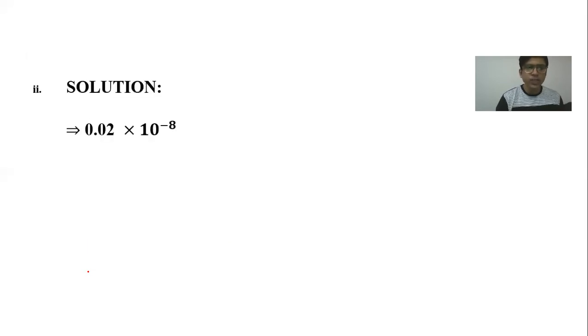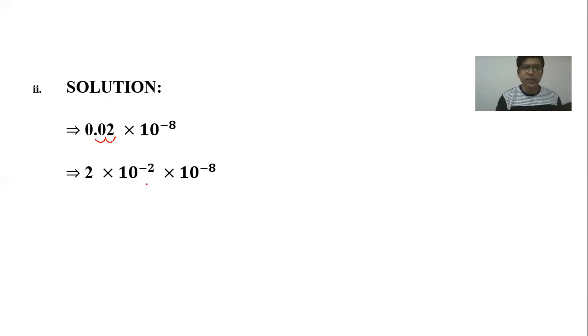In the second part, the question is 0.02 exponent minus 8. Okay, so now here, in order to make it in the standard form, the decimal is here. So I have to shift the decimal 1, 2, 2 times towards the right. Whenever we shift the decimal towards the right, the power will come in negative. And what will be the power? How many digits you have shifted the decimal. So the power would be exponent minus 2, and this 0.02 will become 2. Okay, and this is exponent minus 2, this is exponent minus 8.